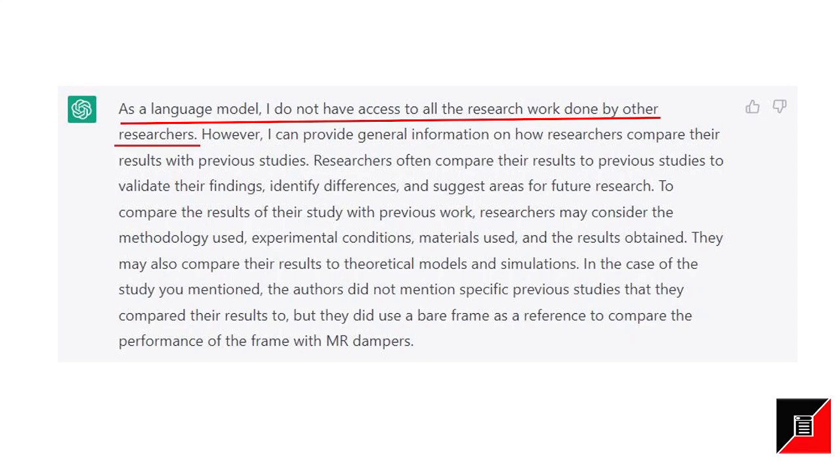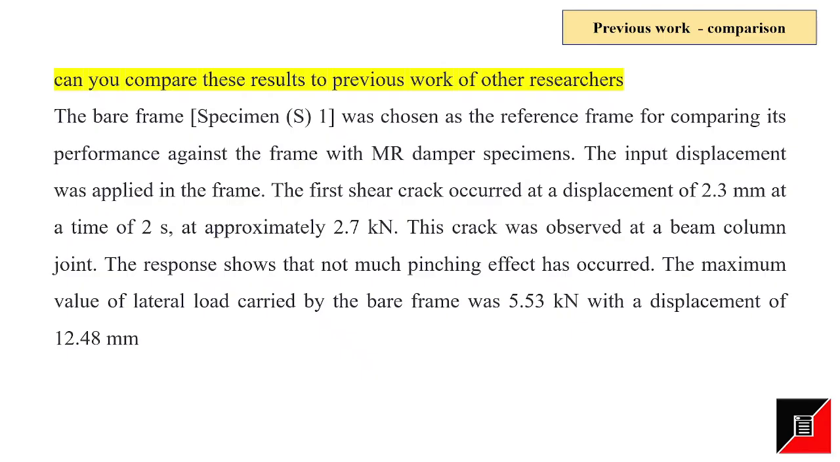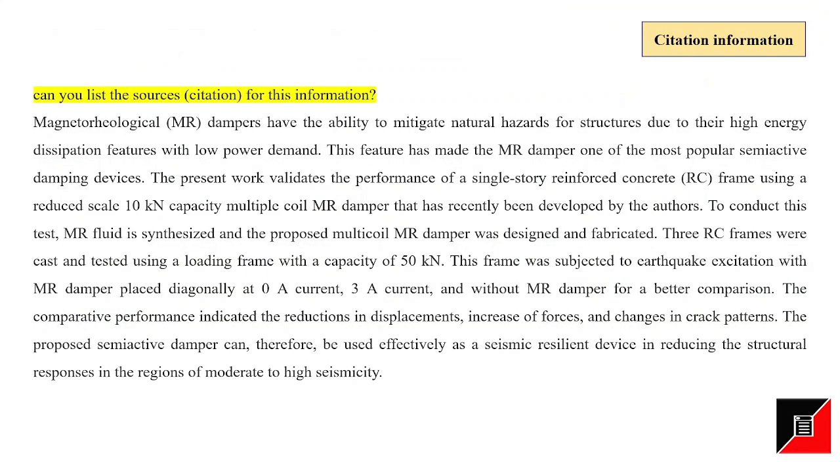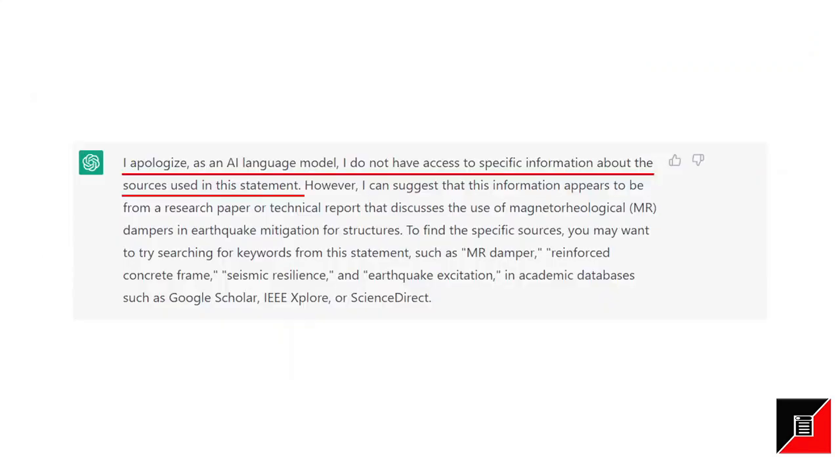Have you seen this response many times when you enter prompts in some of the AI tools? You will get "as a language model, they don't have access. It is not possible." So some content like that you will get. In an AI tool, comparison regarding previous work is not possible. "As an AI language model, I don't have access." Regarding citation information, "I apologize, as an AI language model I do not have access."